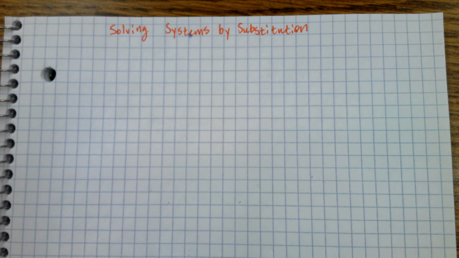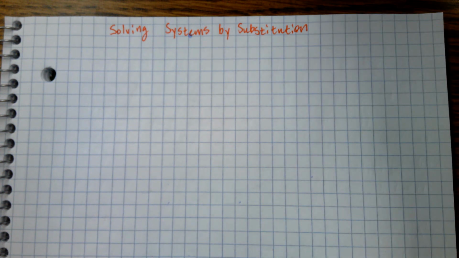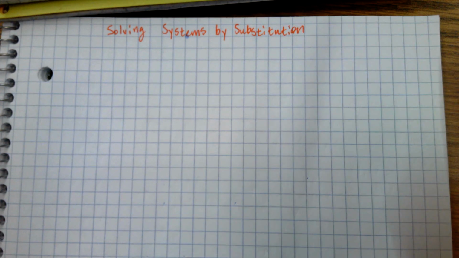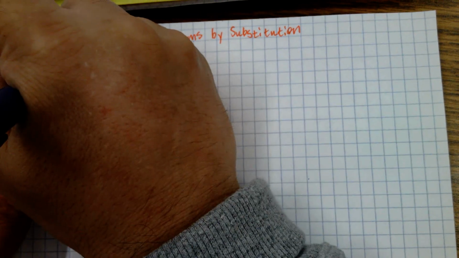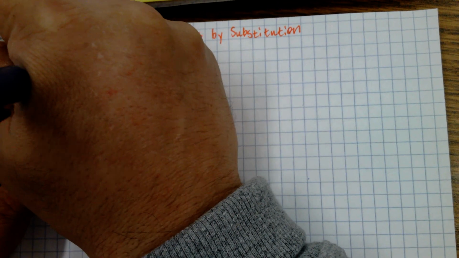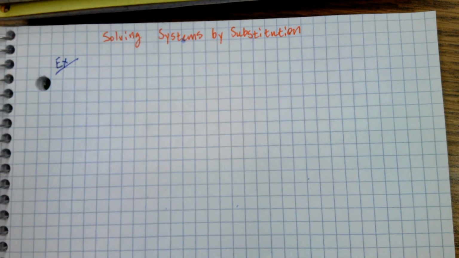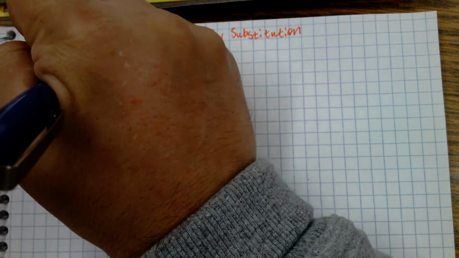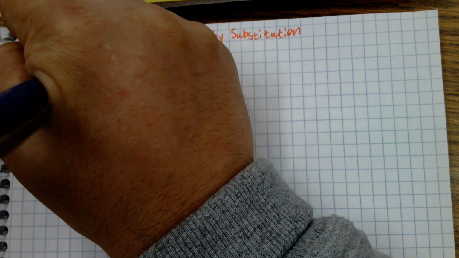All right. So I think we'll start by writing down the steps that we normally use. I'm going to write down a system, then we're going to solve it by substitution. This is going to be our example, then we're going to do a few of these together. Let's say we have a simple system.